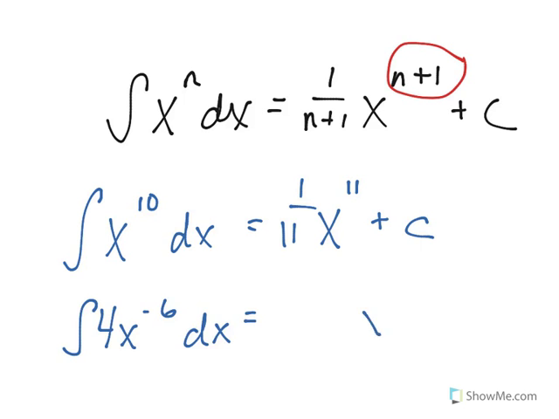That's going to be x. We go up 1 to the negative 5th. The 4 stays on top of the fraction. Negative 5 goes under, plus c. You can write the 4 out front, or you can write the negative sign out front. Either way, it's just fine.